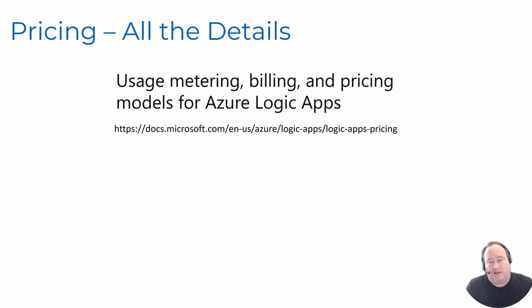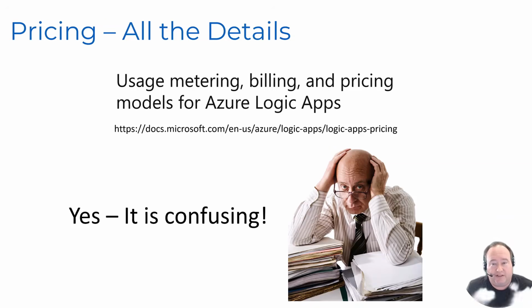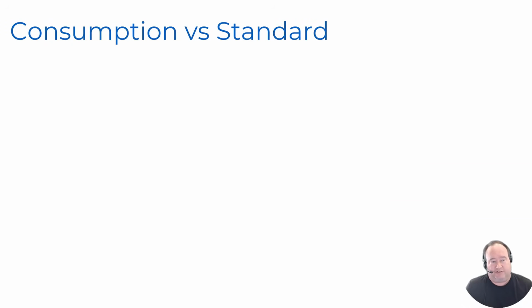In addition to talking about the standard versus consumption, we also need to talk about the pricing details between the two, because the pricing is going to matter in terms of which direction you might lean towards in terms of building your logic apps. For all pricing details, of course, always check out the Microsoft documentation because pricing can change over time. With that, yes, it can be confusing, but I'm going to try to break it down and make it a little more understandable. So let's get started diving into consumption versus standard.